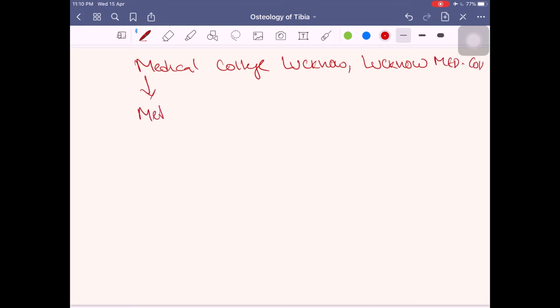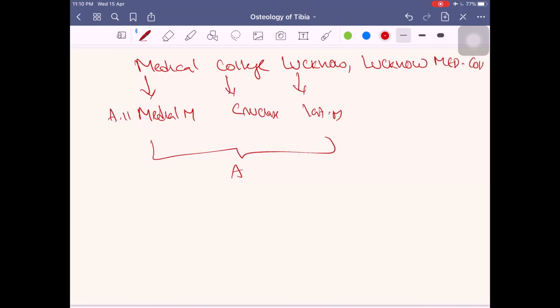Here, medical means your medial meniscus, C is your cruciate, L is your lateral meniscus. All these are your anterior. So you can see this is the anterior horn of medial meniscus, the anterior cruciate ligament, the anterior horn of lateral meniscus. Now this one: lateral meniscus, medial meniscus, and your cruciate again. All these are your posterior. So this is the way to remember all the structures.